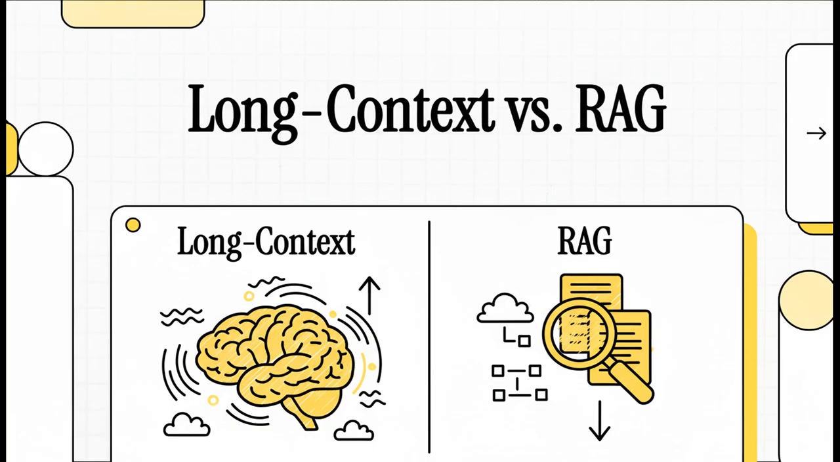Today we're getting into one of the biggest choices you have to make if you're building with AI right now. It all boils down to this. Do you use the raw power of a long context model, or do you go with the surgical precision of RAG? And trust me, this isn't just some techie detail. It's a massive strategic decision that's going to shape your project's cost, its speed, and what it can even do.